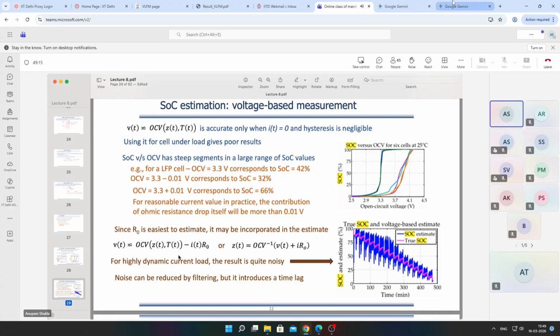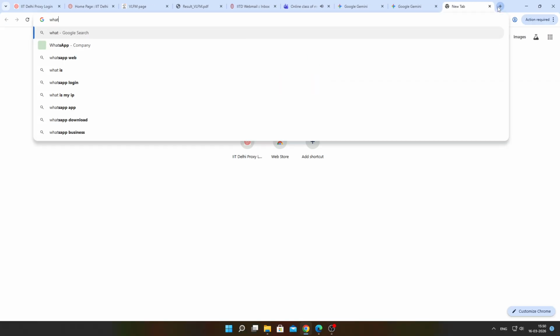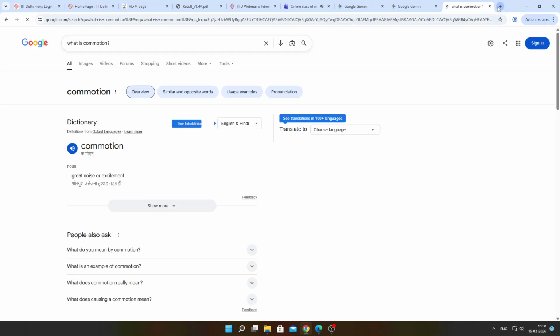Okay, if we go to the next higher thing wherein I introduce a current, then the problem is that you create a lot of noise, especially when the current load is dynamic, which is expected many times in usage of an application. So these are the issues which are associated with voltage-based measurements or SOC estimation.